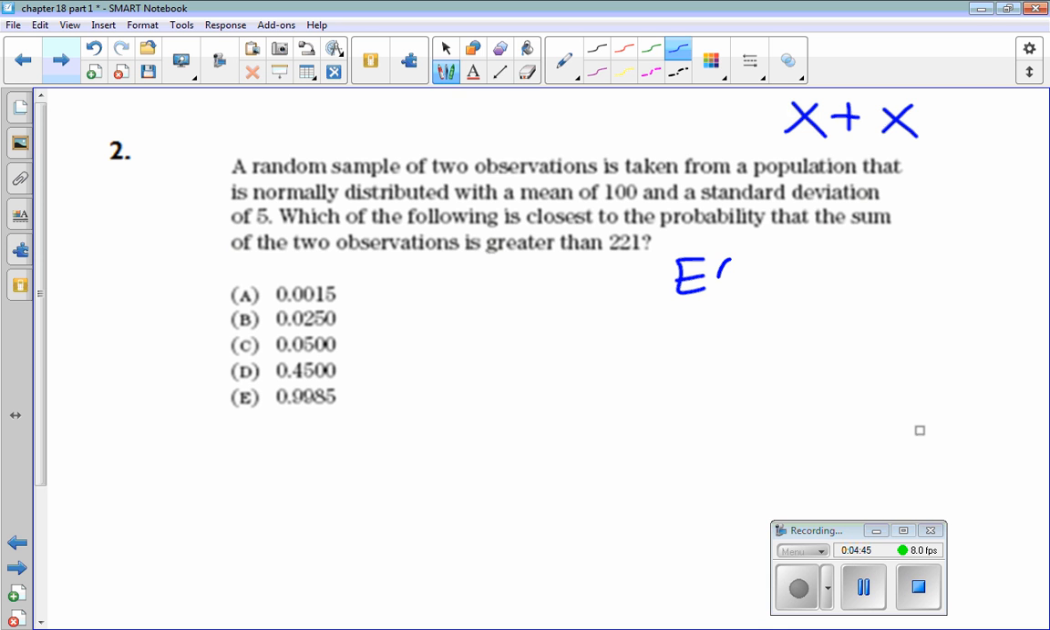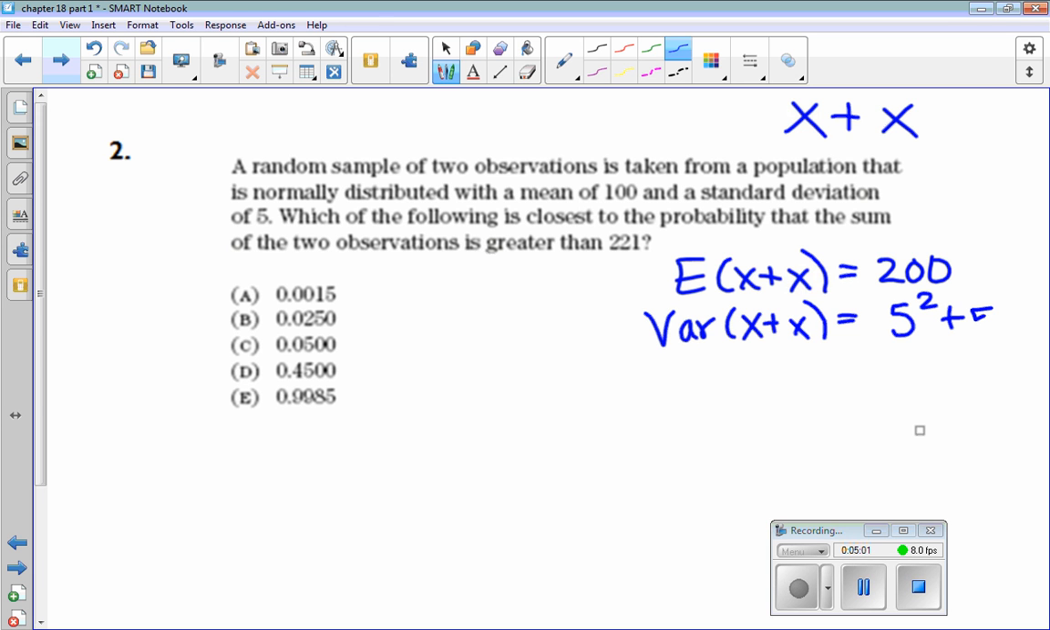What is the new expected value, or the new mean, going to be? 200. Just 100 plus 100. Perfect. What is the new standard deviation? Well, let's do the variance first. The new variance is simply going to be 5 squared plus 5 squared, and so the standard deviation is simply going to be the square root of 50. Would you agree with that part? So once I've recognized that it's a combining random variable question, I'm going to define a new variable and find my new mean and standard deviation.